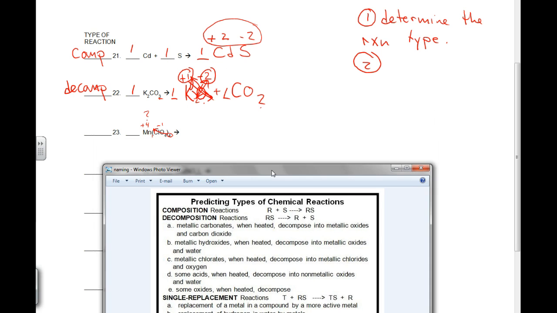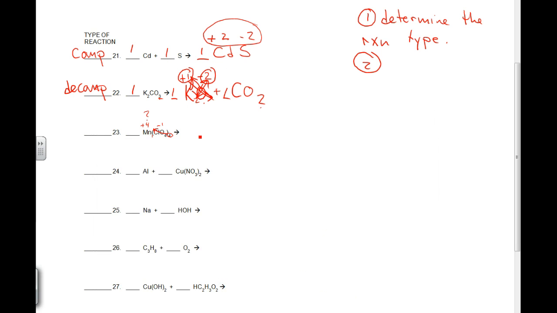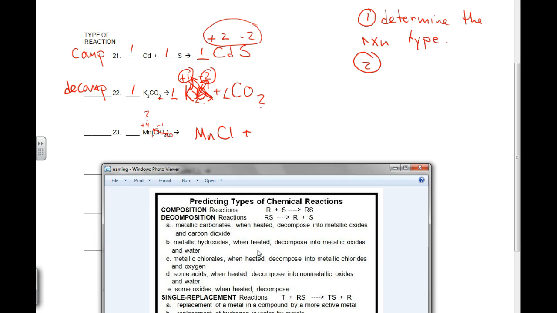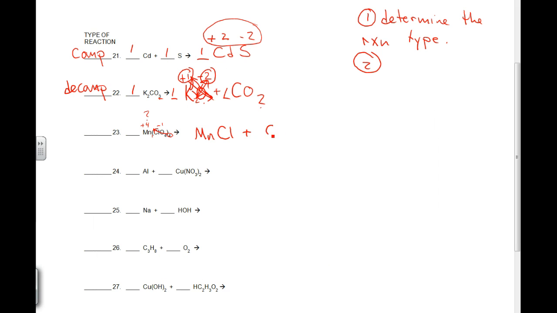So I'm going to take the metal, which was Mn, and a chloride means just Cl. Alright, plus the other rule says it is oxygen. So decomposed into metallic chlorides and oxygen. Alright, so O2.